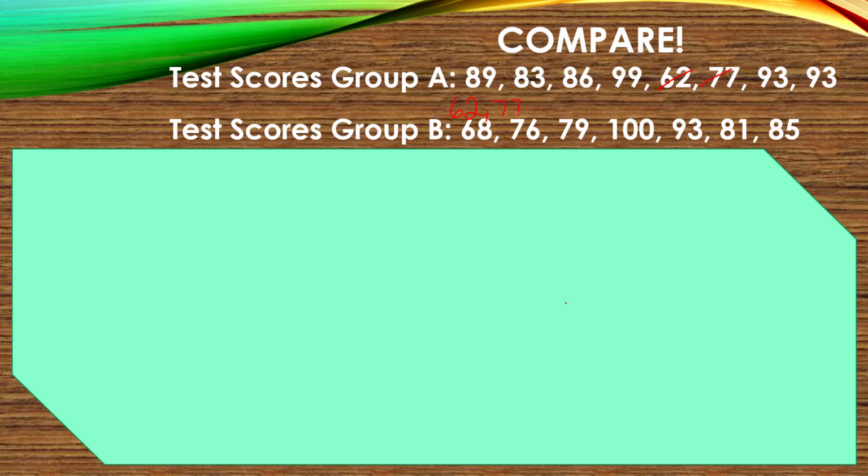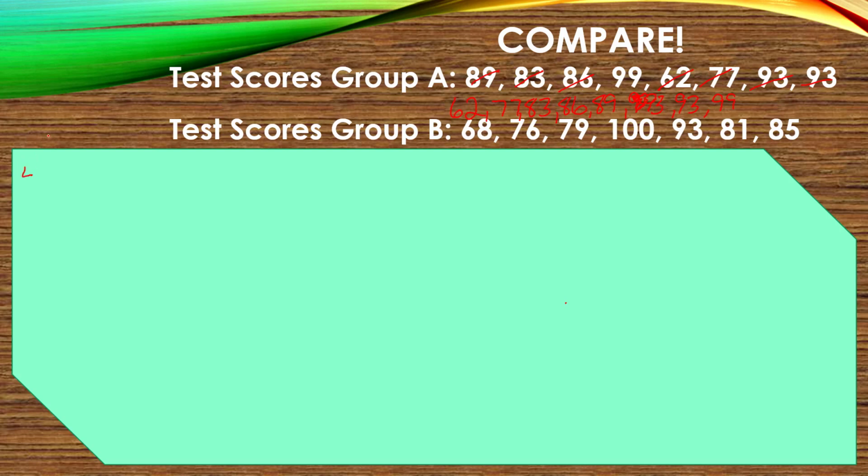77, looks like we got an 83, 86, got an 89, 93, oops, 93, 93, and a 99. So I have 1, 2, 3, 4, 5, 6, 7, 8 numbers. I had 1, 2, 3, 4, 5, 6, 7, 8 numbers. We're good.